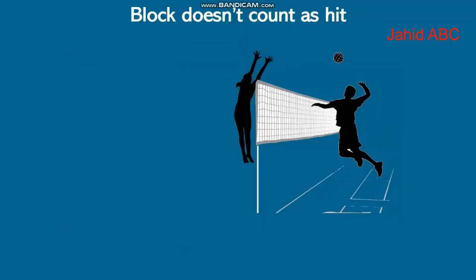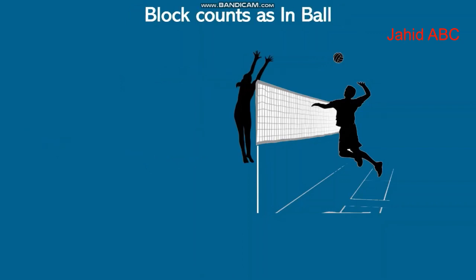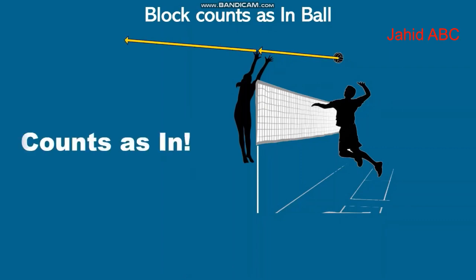Now, one thing that you need to keep in your mind is a block doesn't count as a hit. So a team is allowed to have 3 hits to pass the ball, but the block doesn't count. So in this case, let's say it hit the blocker's hand and it goes to the team, they would still have 1, 2, and 3 hits to get the ball back. The con is if the ball hits the blocker, then it is counted as an in. So let's say the ball was going way out, but it hit the blocker, then it would be counted as an in. So you would lose a point. So the blocker needs to be careful as well.